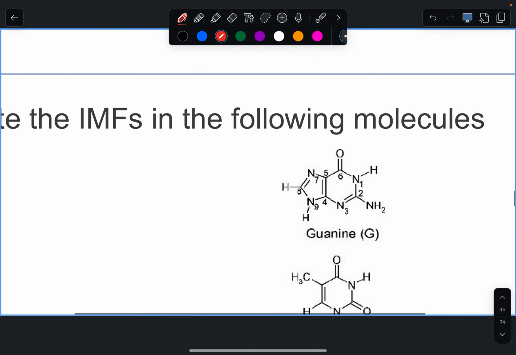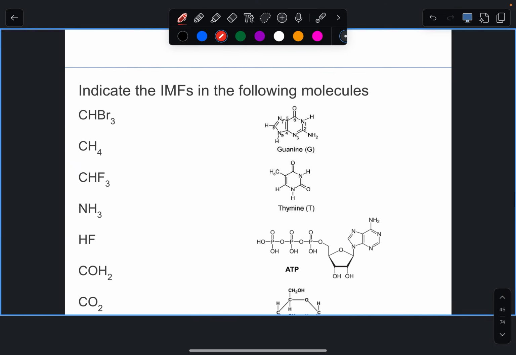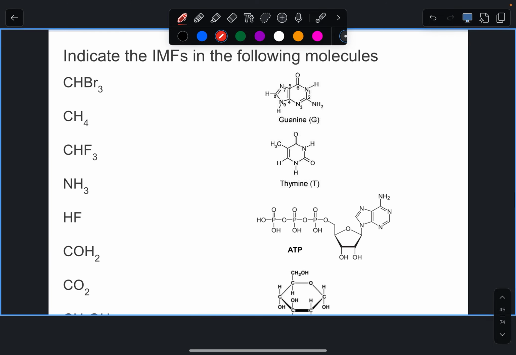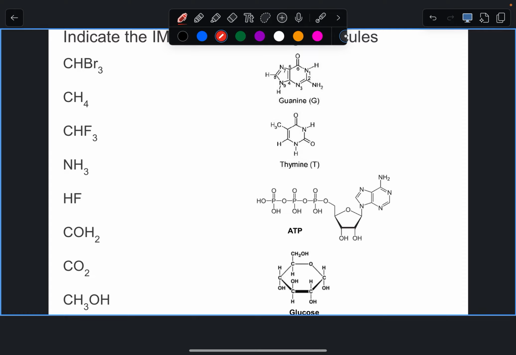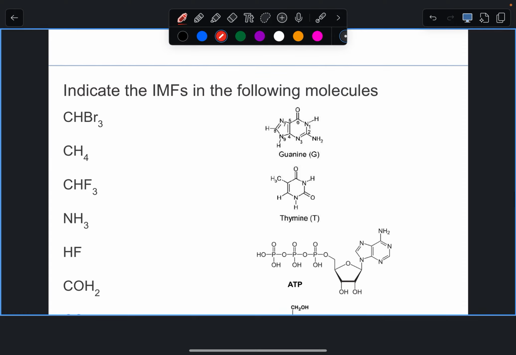Okay, let's use our flow chart. I'll do one or two with you, and then I'll have you do these on your own. If you look at these, just scrolling down, hopefully you can see that a lot of these you're going to be able to picture, because you've drawn these Lewis structures before. But just in case, you can always draw them if you need to.